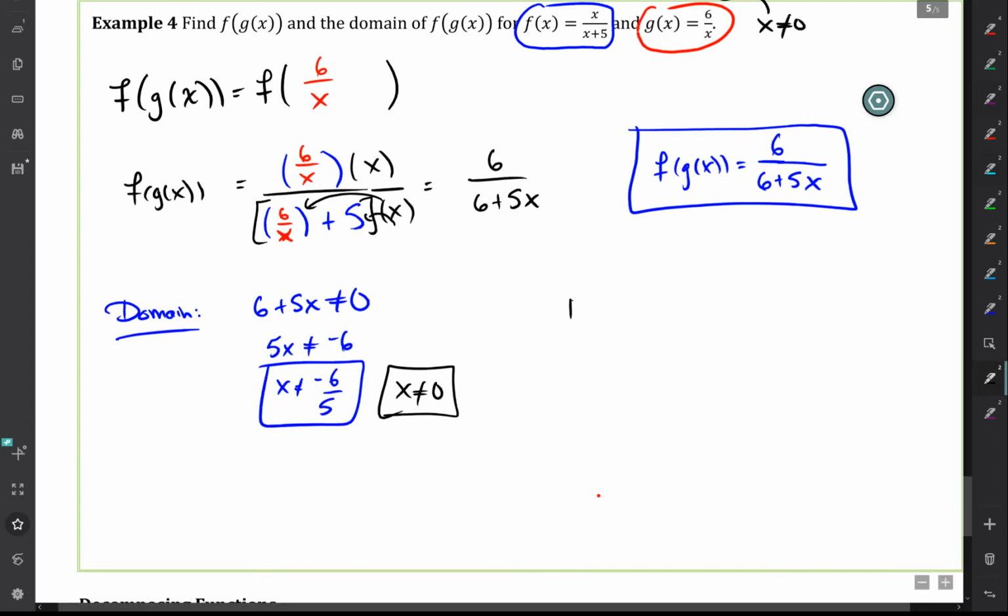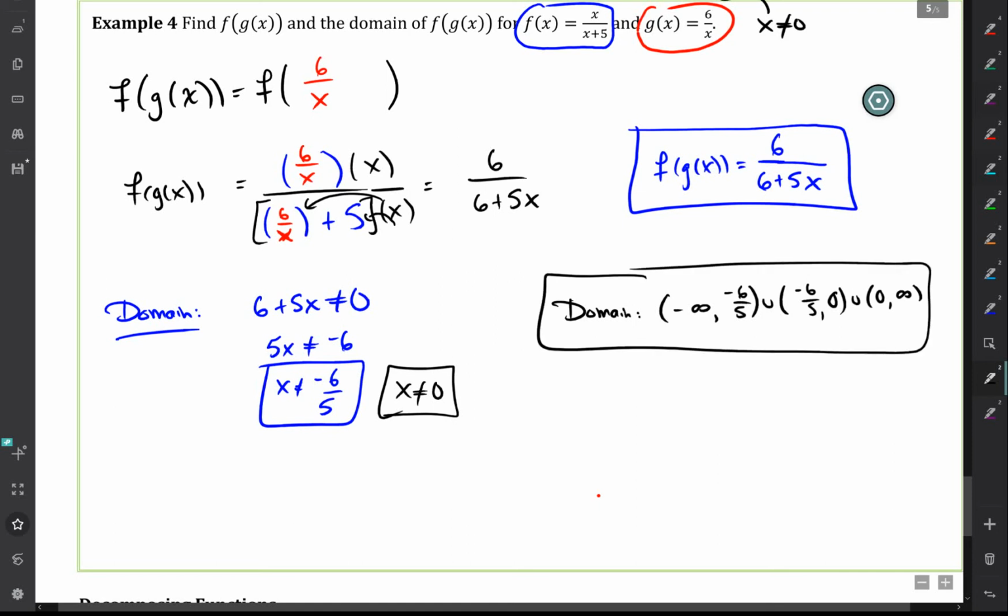Okay, so our domain then is negative infinity to negative 6/5 union negative 6/5 to 0 union 0 to infinity. So that's the domain of f of g of x.